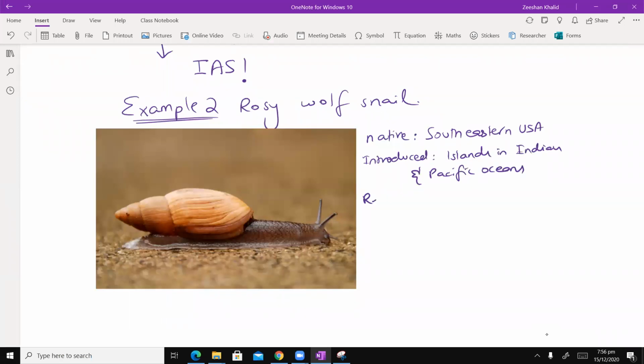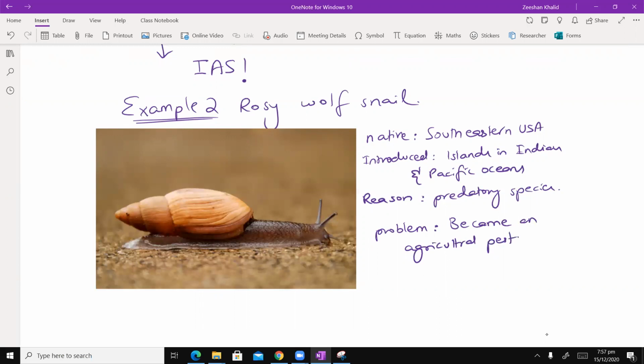Why, what was the reason? Again, it was as a predatory species, basically, as biological control for other alien species. This snail was intended to be a food source for humans, but it became an agricultural pest. So it was a predatory species, and the problem was that it became an agriculture pest.